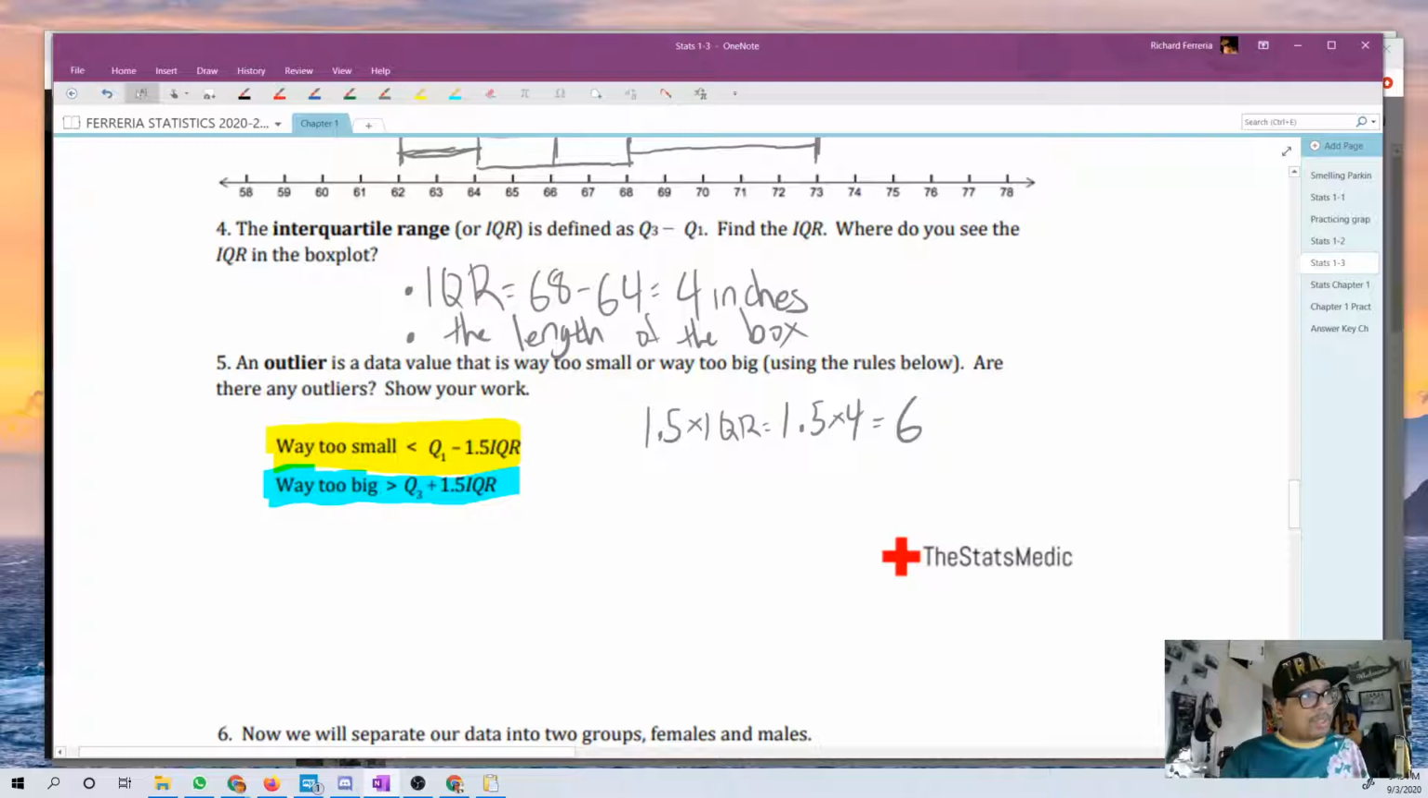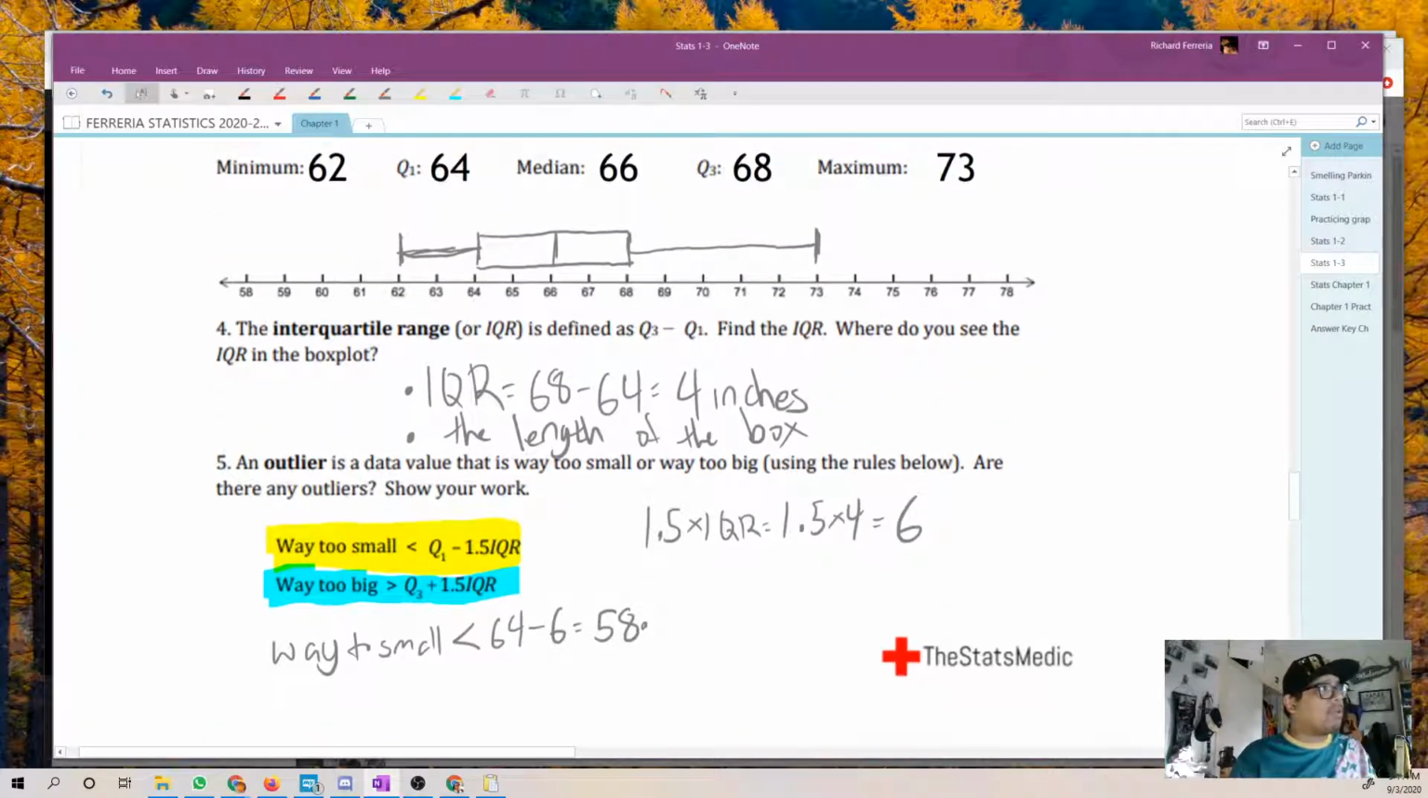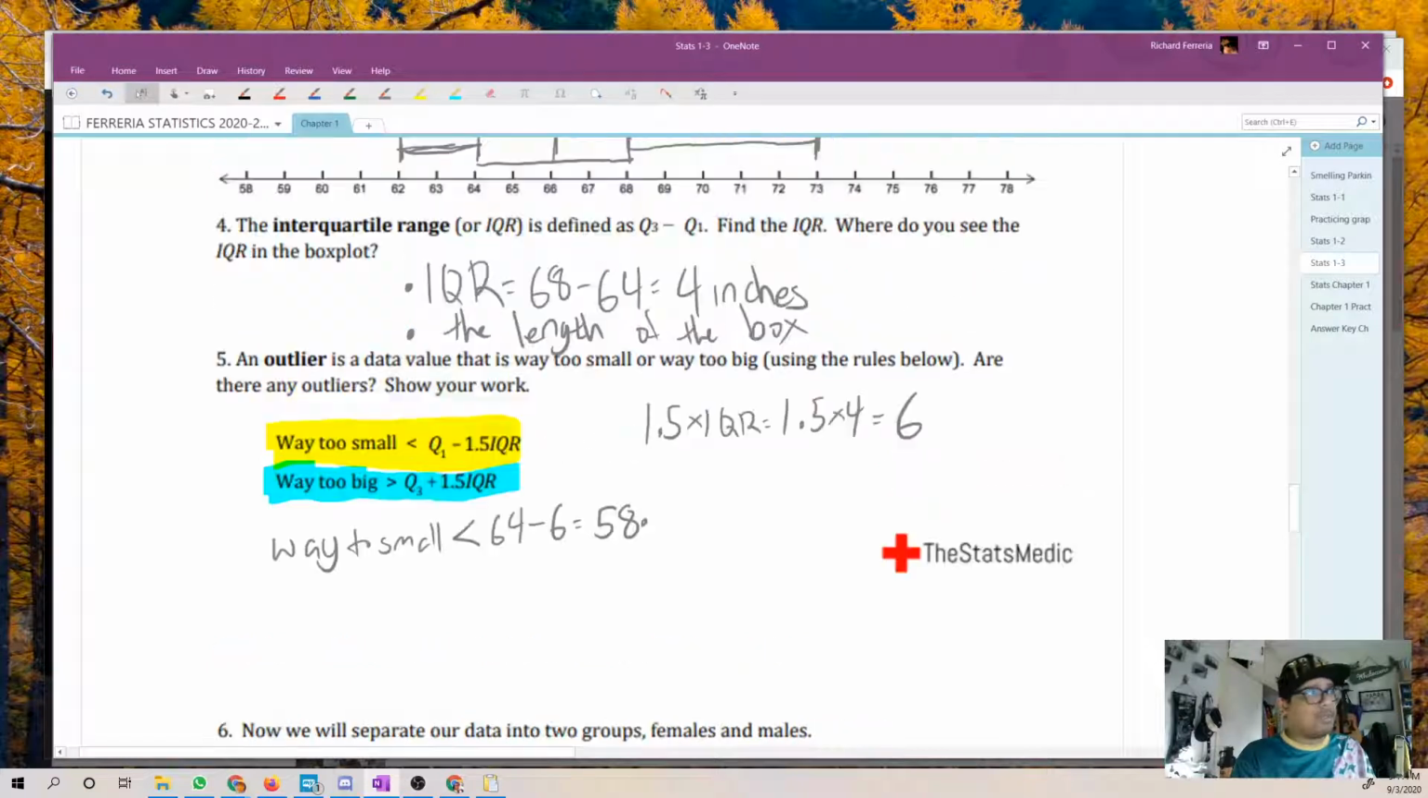To compute this, the first thing we look at is what is 1.5 times the IQR? If the IQR is 4, 1.5 times 4 is 6. We're going to take that 6 and subtract it from Q1. So way too small would be smaller than 64 minus 6. Anything smaller than a height of 58 would be considered a low outlier. Looking here, the minimum is 62, so nothing is below 62, and certainly none of the heights are less than 58. That means we have no low outliers.